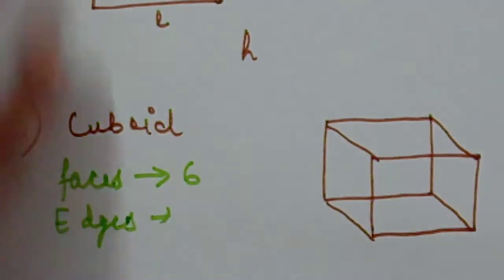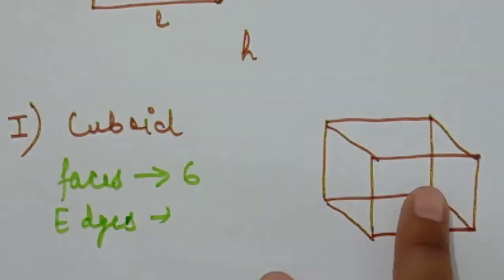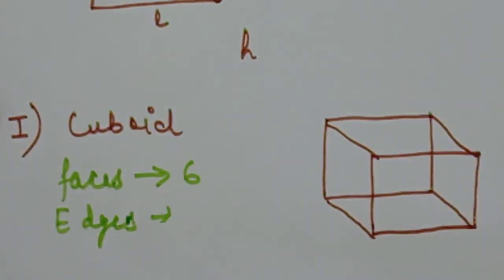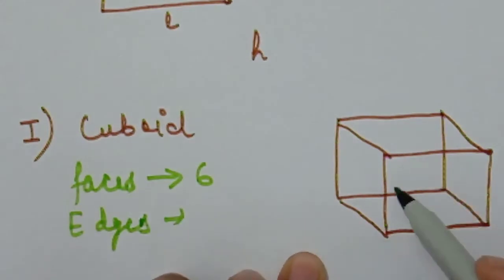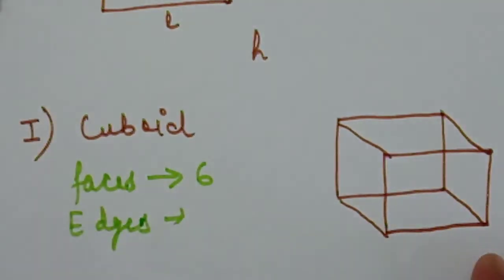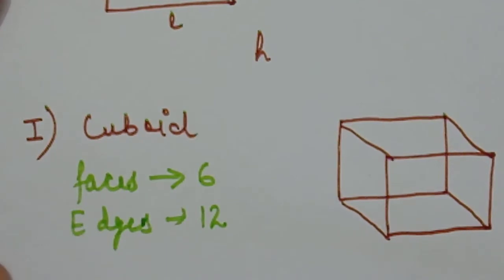Now the second definition is edge. So how many edges are there? Students, any two adjacent faces, like this face and this face, are adjacent faces. Adjacent means continuous. So any two adjacent faces of a cuboid meet at a line segment. These two adjacent faces meet at this common line segment, so we call it an edge of the cuboid. We have a total of 12 edges of the cuboid.